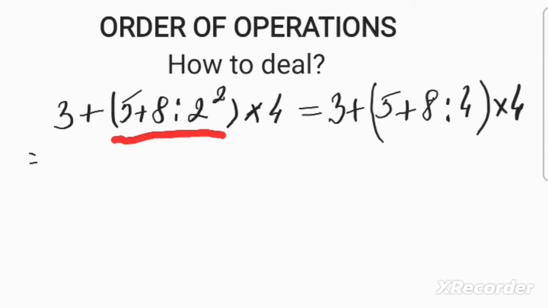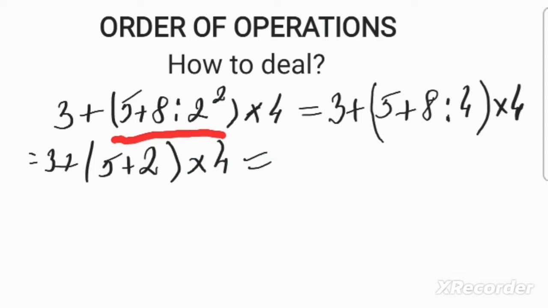What are we going to do next? We stay in the brackets and we will do the next type of calculation, meaning the division. So we will copy until the brackets. So 3 plus 5 plus 8 divided by 4. What is it? What type of number do we have here? 5 plus 8 divided by 4, 2, yes. Multiply by 4 equals.